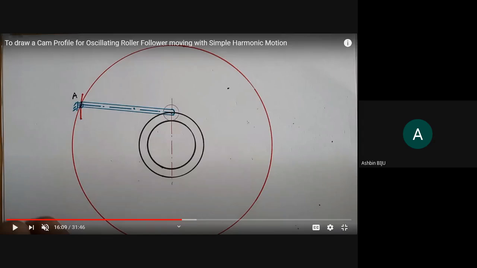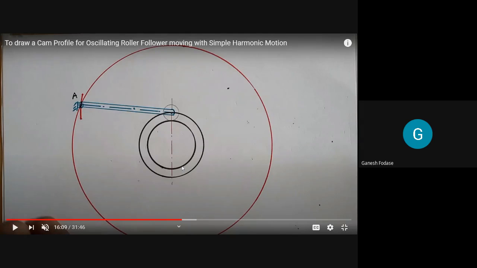Sir, initially when we use 20 degree to find S, which length should be considered, 8.4 or 7.6? Yes, that will be the follower arm length. That is 7.6. I told you 8.4 by mistake. That is your follower arm length.